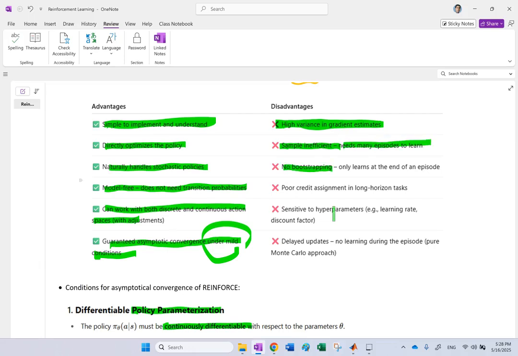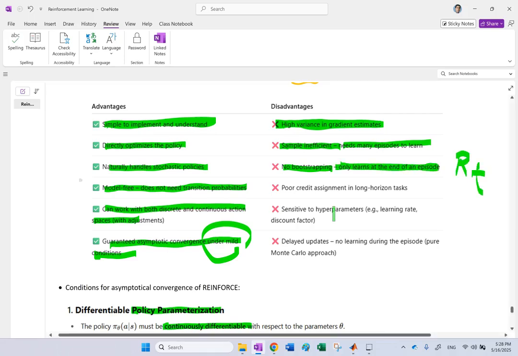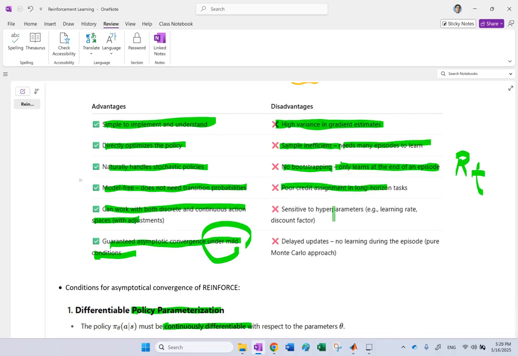This clearly does not do bootstrapping. As I said, you have to let your simulation go to the very end to calculate that R of t function, so this is not going to be in real time. You have to wait for the result to come back. Then you can have poor credit assignment. We talked a little bit about it, about the previous states and so on. It's also quite sensitive to the hyperparameters, especially alpha and to some extent gamma. And as I said, there is no learning during the episode. You have to wait, as in a Monte Carlo approach, to bring your R theta back. So it has delayed updates.